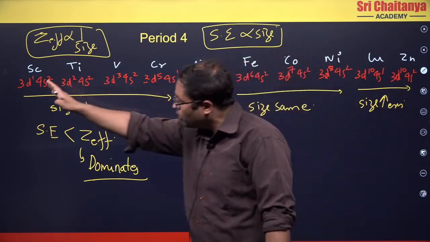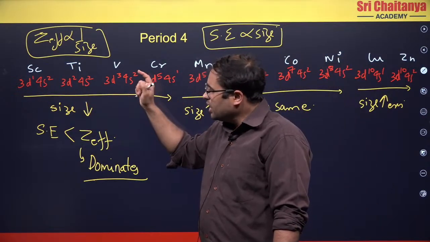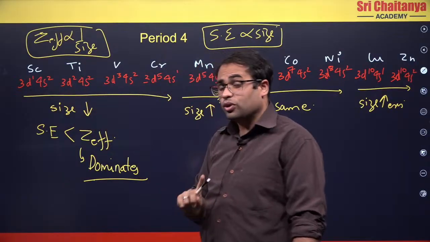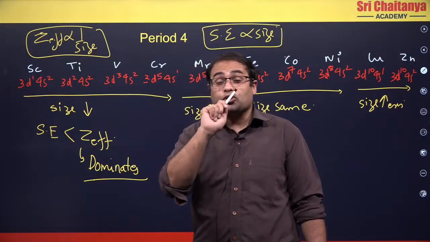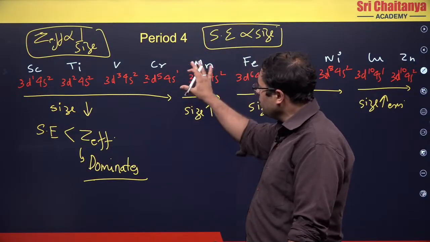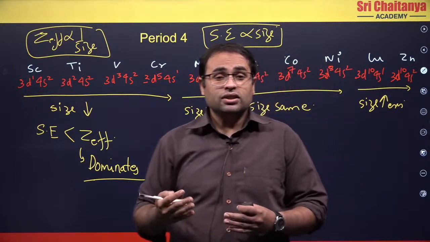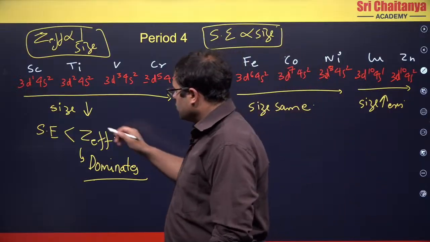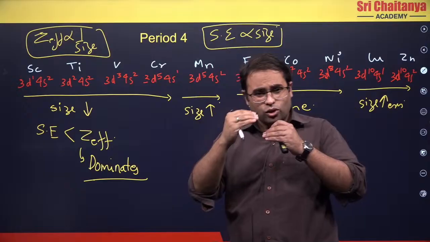Now, as you are going towards this side, slowly but steadily, one electron is being added in the d orbital. So now the d electrons are increasing. The number of your soldiers is increasing. As the soldiers have an appreciable number, especially here, all of a sudden, the screening effect keeps on increasing. Size is decreasing, but as you're moving towards this side, the screening effect slowly is increasing.